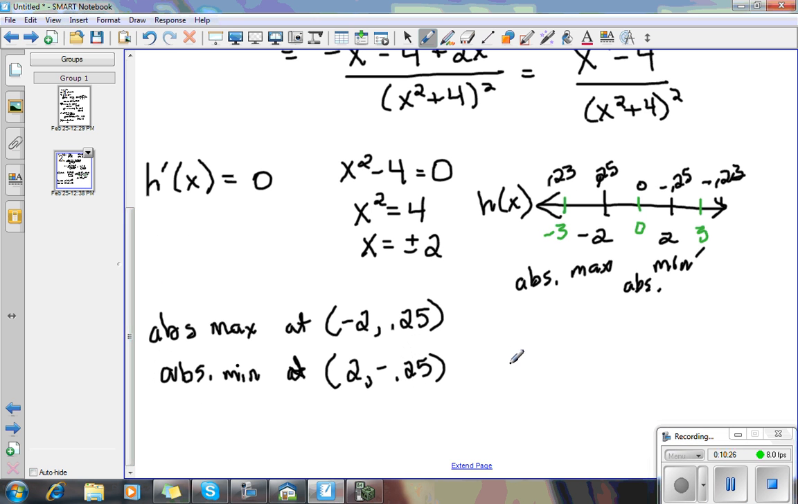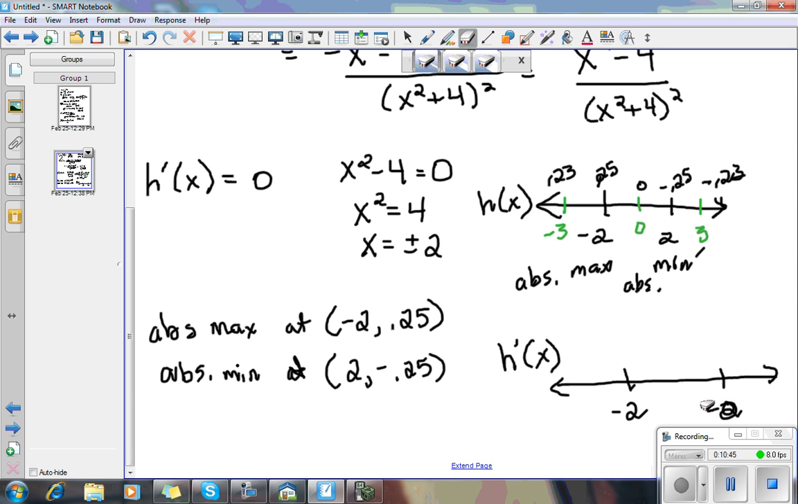The next thing that we're asked to do is find where it's increasing or decreasing. So let me show you how we can approach that. My critical points are where my derivative is 0. So I'm going to still use those same points. Oops, negative 2. Okay, this is not the pen's fault. This is me.